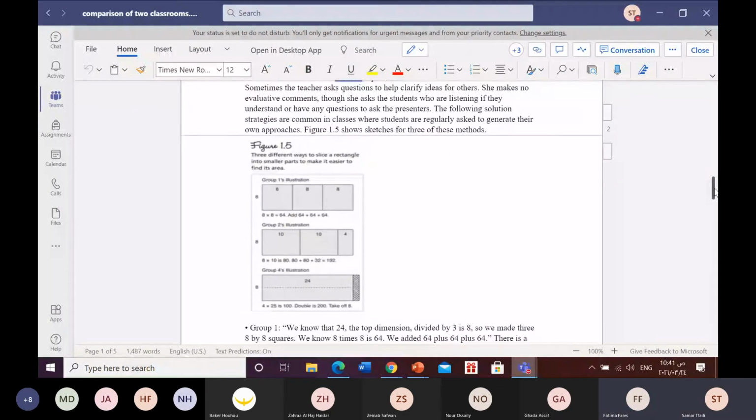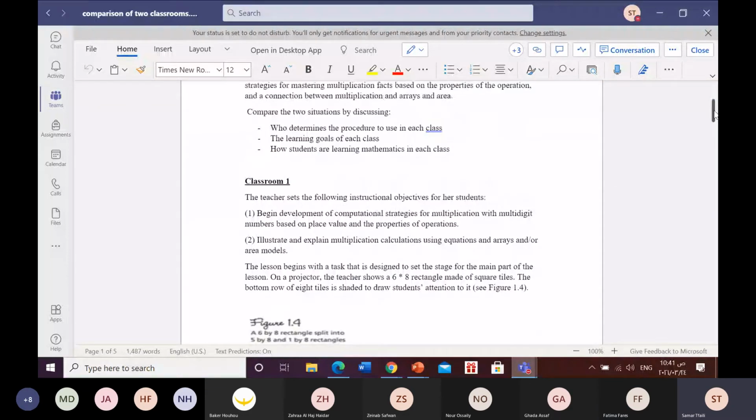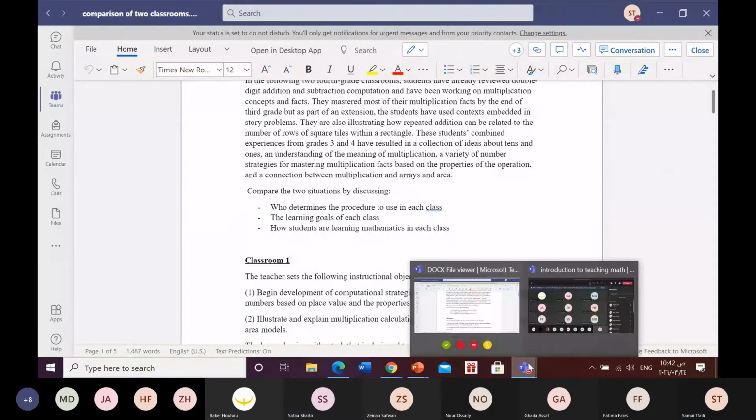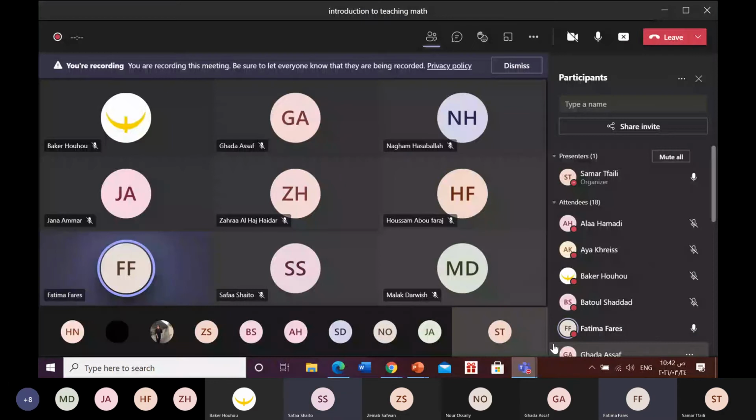Okay, great. Let's discuss the differences between the two classes. First of all, let's talk about who determines the procedure to use in each class. Who can answer? The teacher. In both classes? In classroom 1, the students, the class determine the procedure. In classroom 2? The teacher determines the procedure. Okay, there is only one procedure.